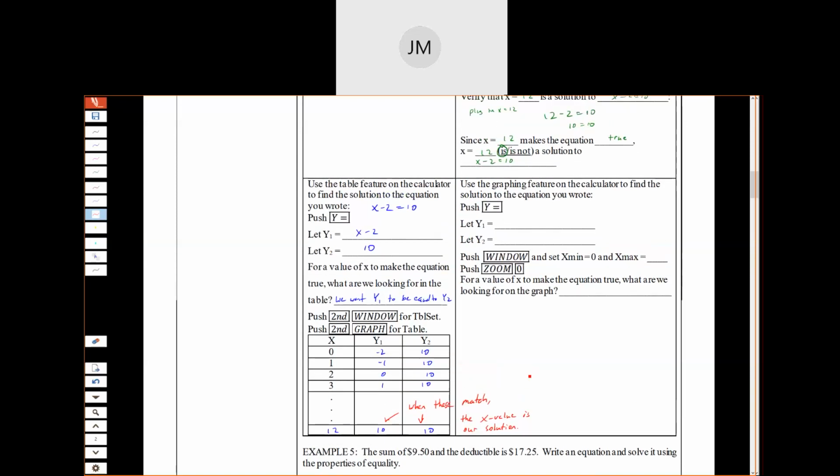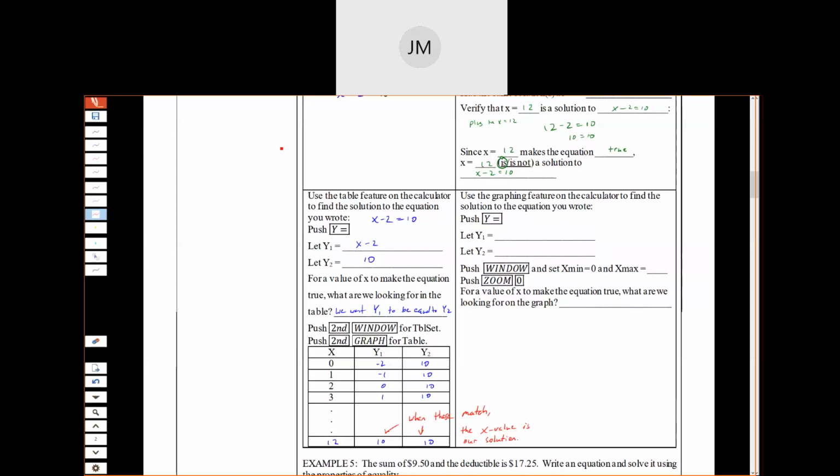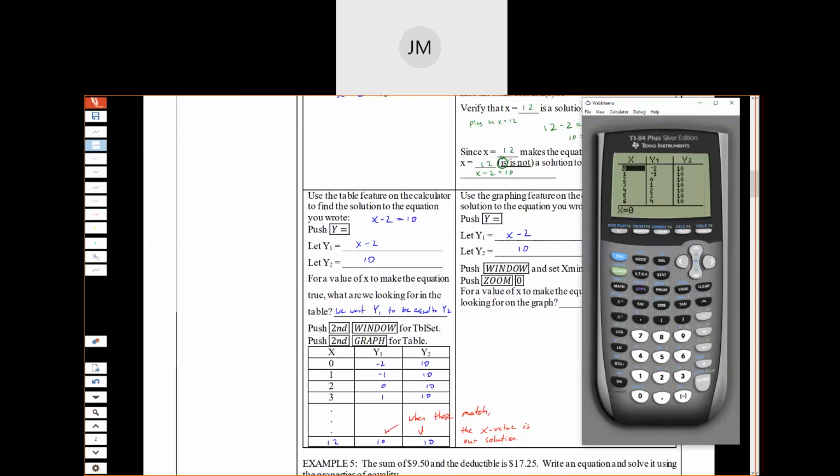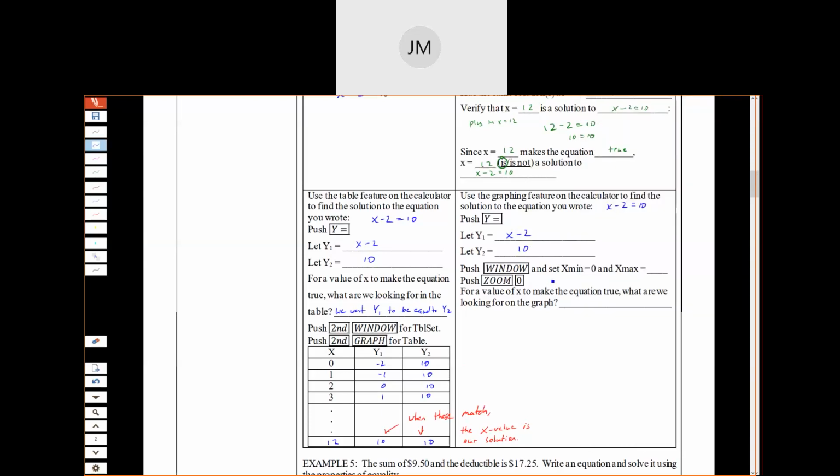Okay, I want to do this same thing a different way. Let's do this using a graph instead on my calculator. So I'm going to do the same thing. I'm going to start with the equation x minus 2 equals 10, and I'm going to let y1 equal the first expression x minus 2, and I'm going to let y2 equal my second expression 10. And what I can do is hit graph. Now, just hitting graph is not always the most helpful.